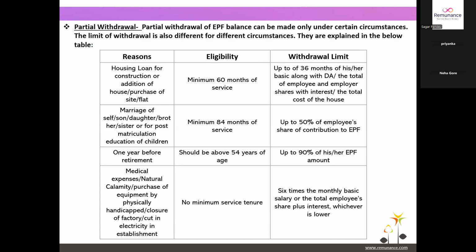For medical expenses, natural calamity, purchase of equipment by physically handicapped employees, or closure of factory or cut in electricity in the establishment, there is no minimum service tenure. You can withdraw 6 times the monthly basic salary or the total employee share plus interest, whichever is lower.